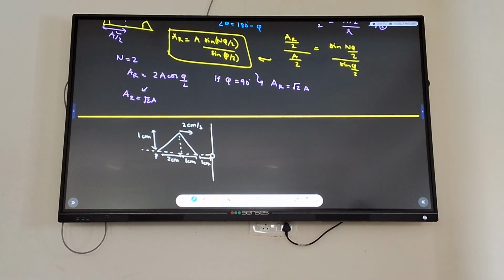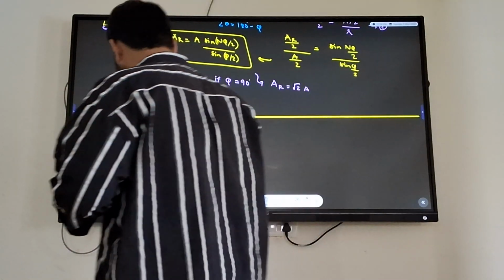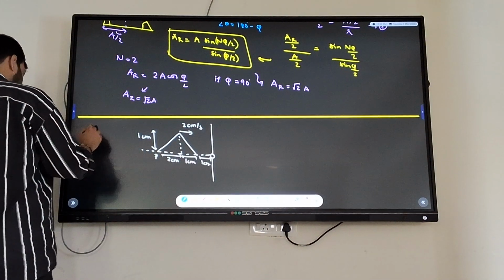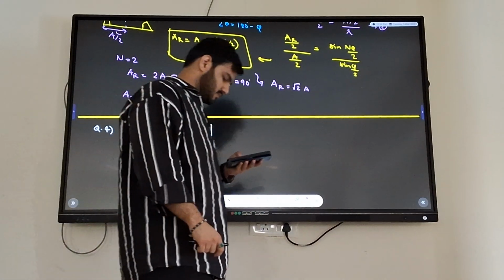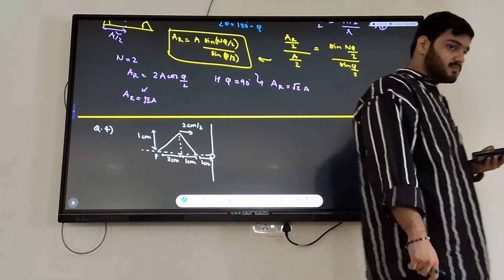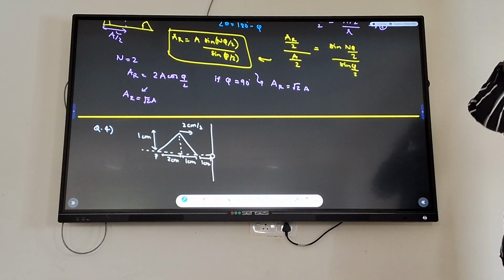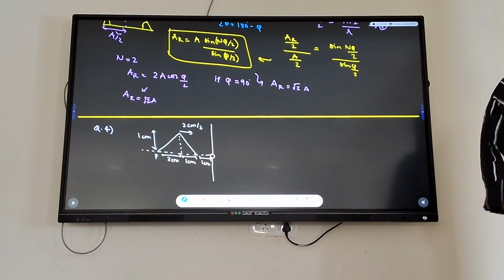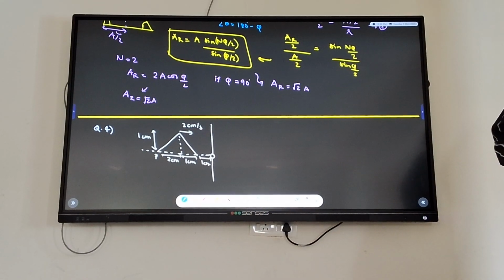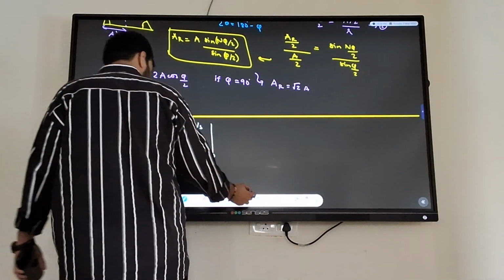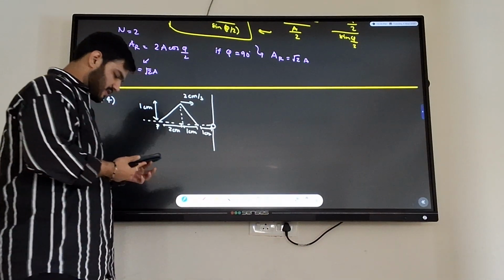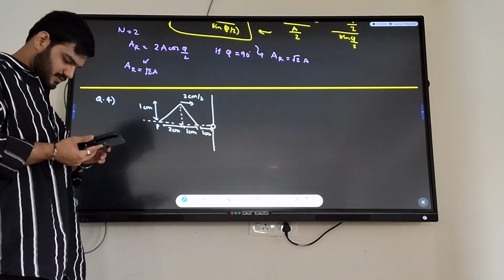This is the question, and let me tell you the theory behind it before you start with the question. So it's something like this. If you have a wave, and there's a boundary here. What is asked in the question? Let me just read it.